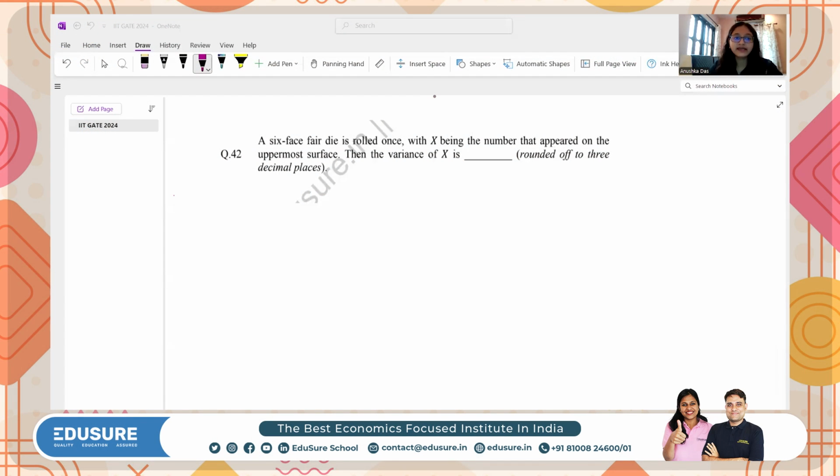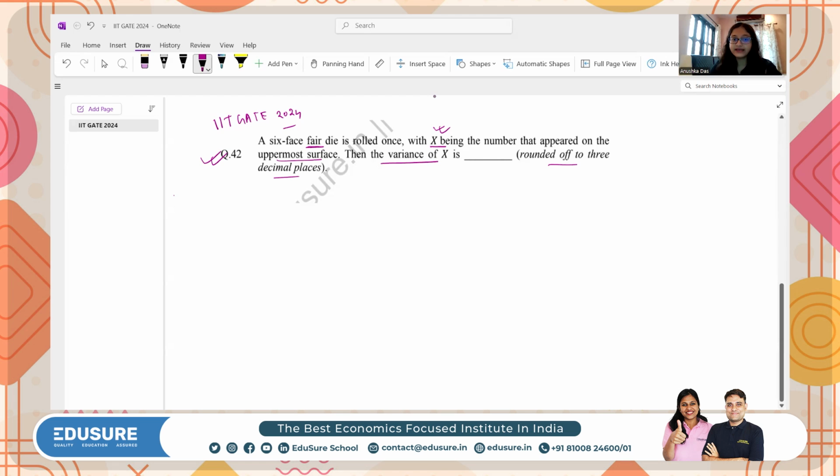Everyone, so this is IIT GATE 2024, question number 42. So it says a 6-face fair die is rolled once. Fair die means the probability of each value appearing on the surface of the die is 1 by 6. So they're basically equal. With x being the number that appeared on the uppermost face. So here x is a random variable that denotes the number that appeared on the uppermost surface of this fair die. So then it says, find out the variance of x rounded off to 3 decimal places, right?